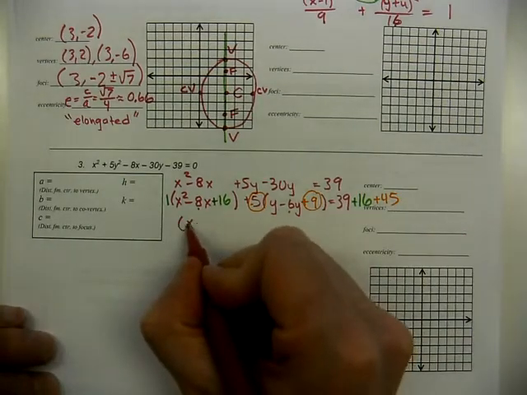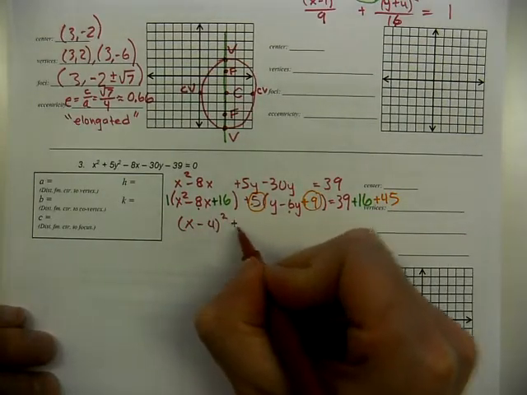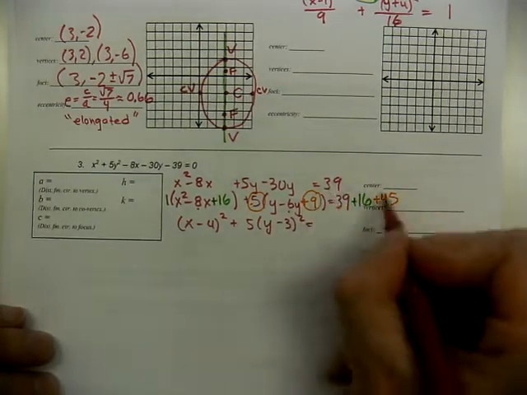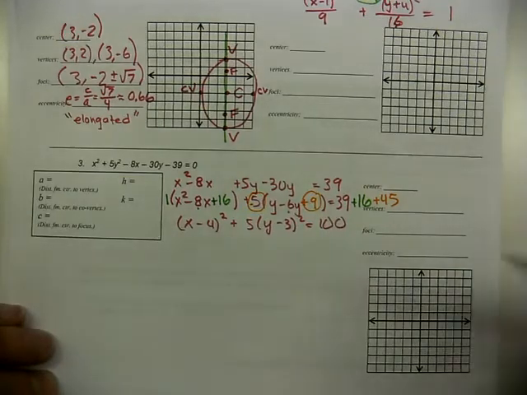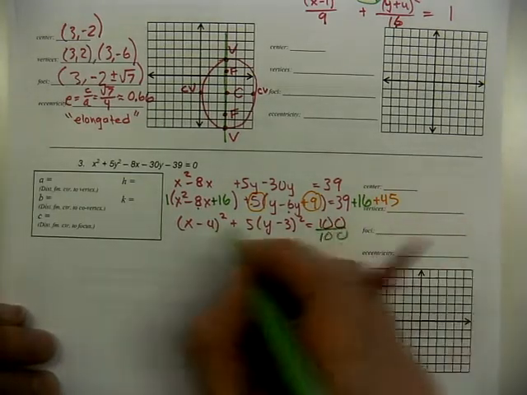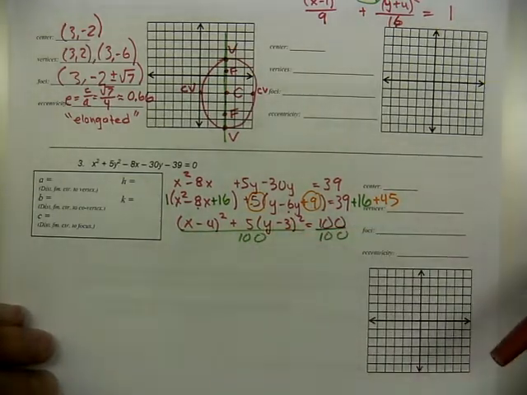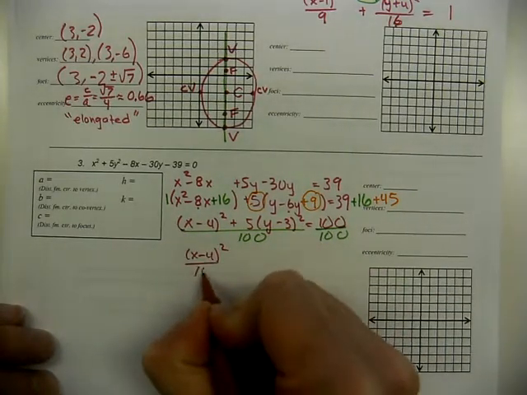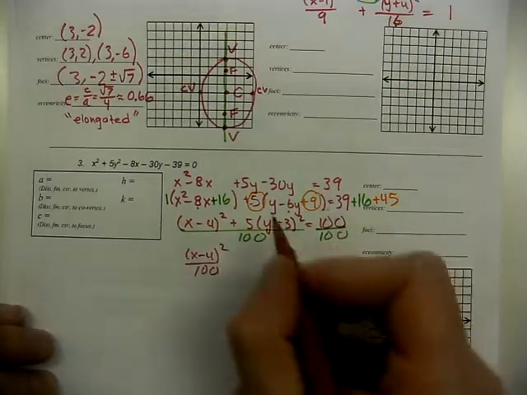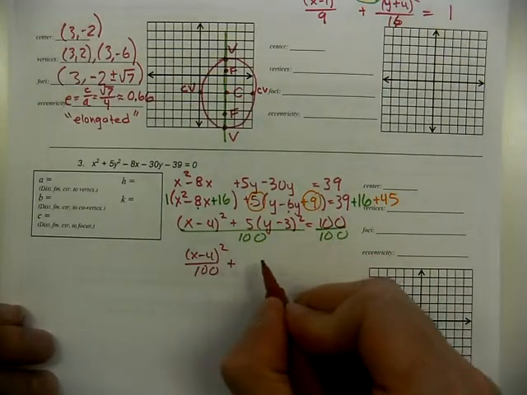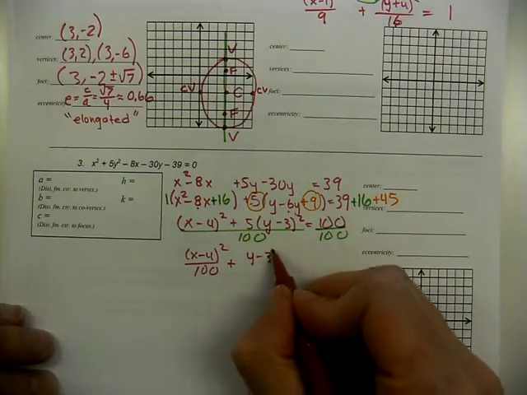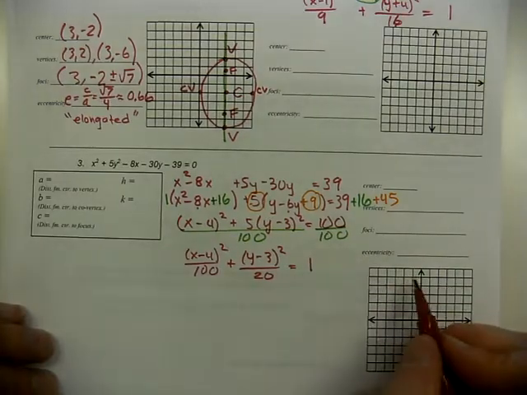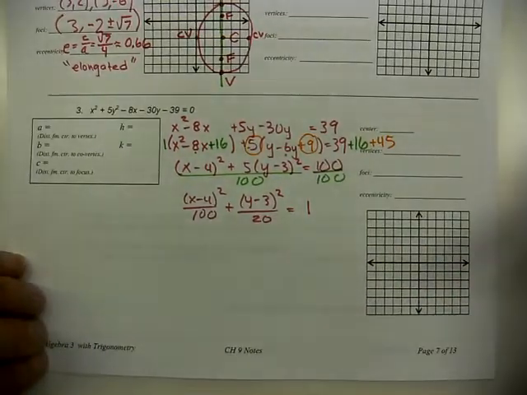So now we can factor. We have x minus 4 quantity squared plus 5 times y minus 3 quantity squared equals 100. And next, divide everything by 100. So we have x minus 4 quantity squared over 100 because there was no coefficient to reduce that by. 5 over 100 gives us 1 over 20, so y minus 3 quantity squared over 20, and that equals 1. That's our ellipse.